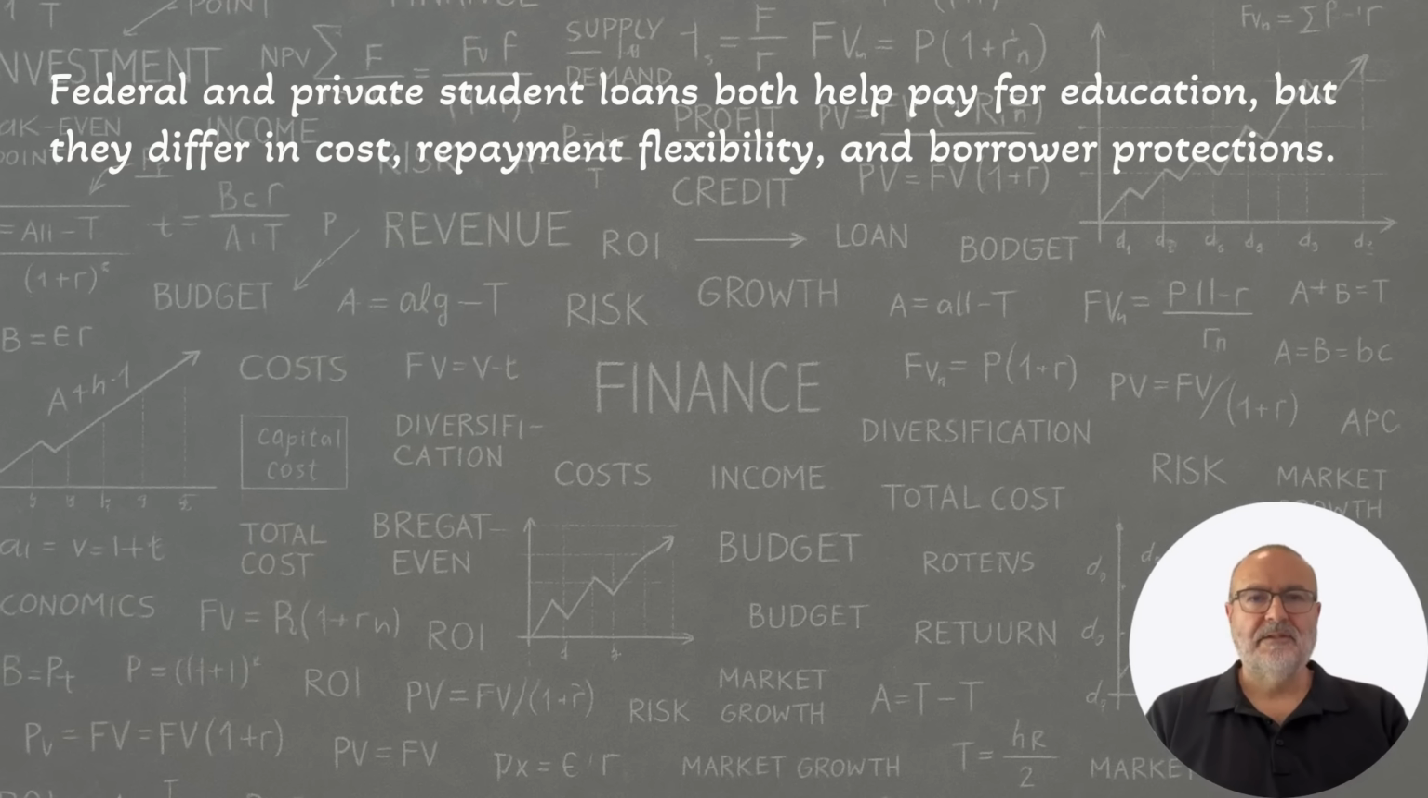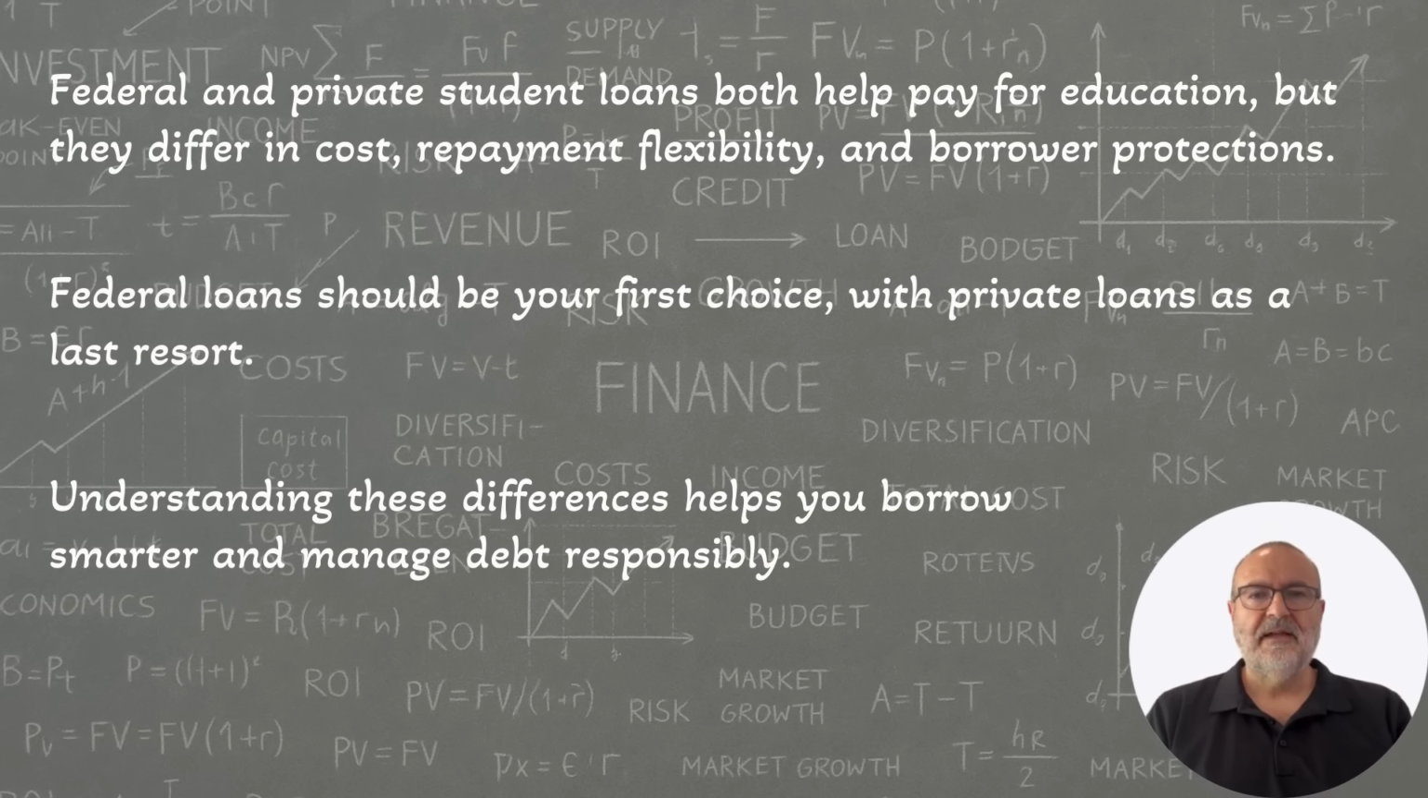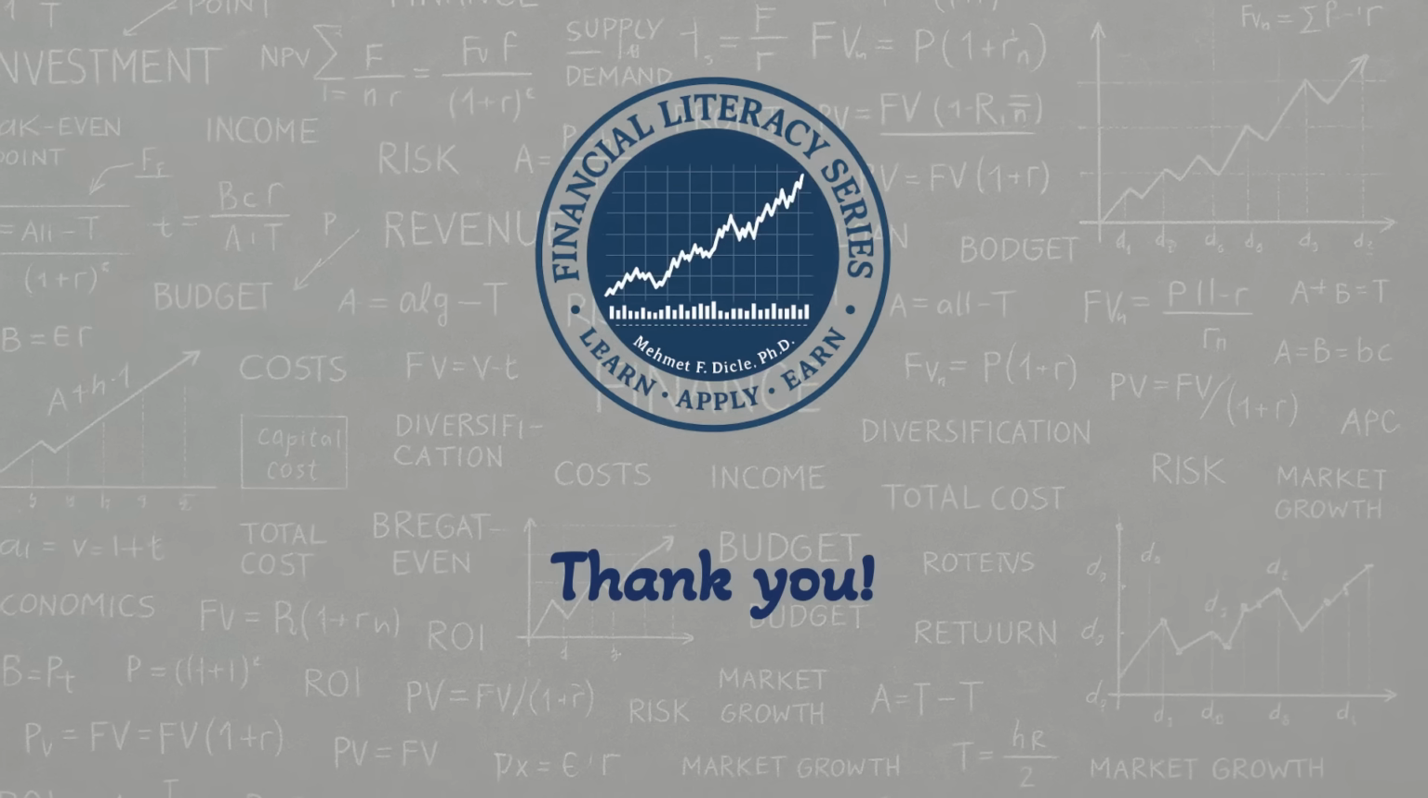To summarize, federal and private student loans both help pay for education, but they differ in cost, repayment flexibility, and borrower protections. Federal loans should be your first choice, with private loans as a last resort. Understanding these differences helps you borrow smarter and manage debt responsibly. This concludes our discussion about the federal and private student loans.